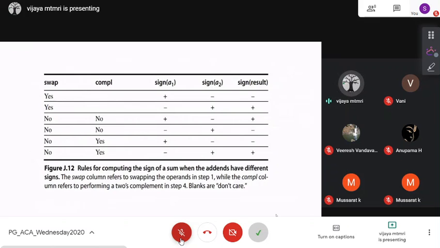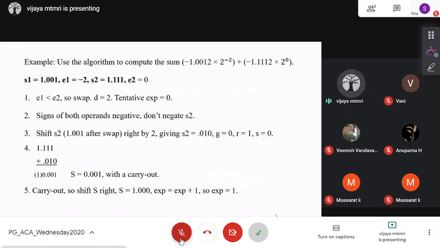Example, we have taken one example here. First step, we are given S1 is less than S2. So we are swapping, so D is equal to 2. Here exponent is 0. Sign of both operands negative. Don't negate the S2. We have both positive, so we don't have to negate the S2 operation.